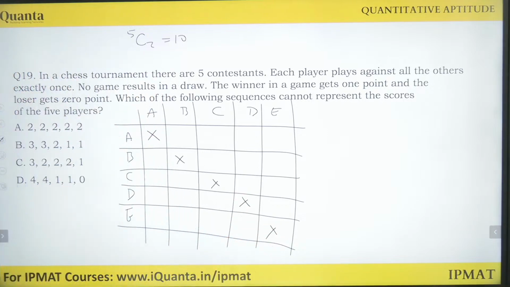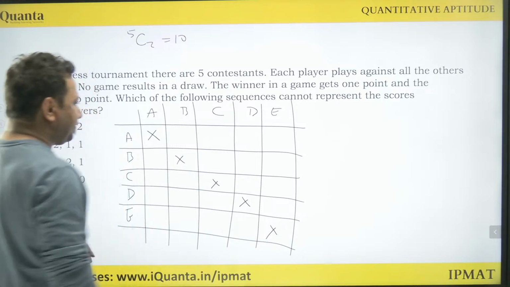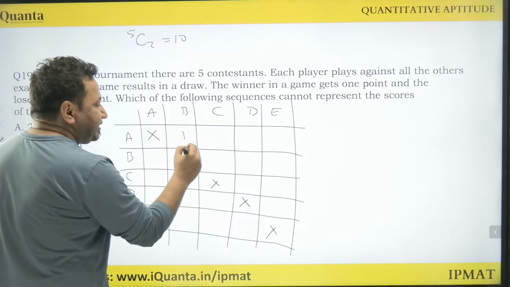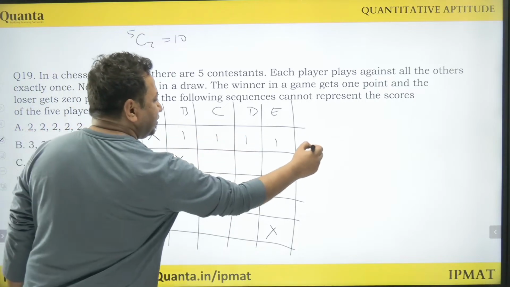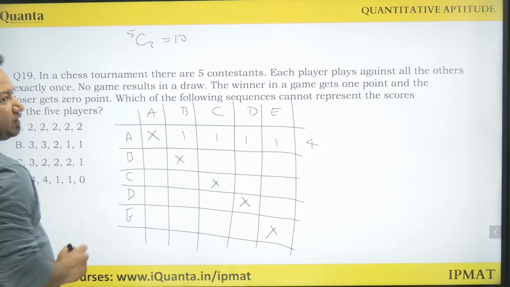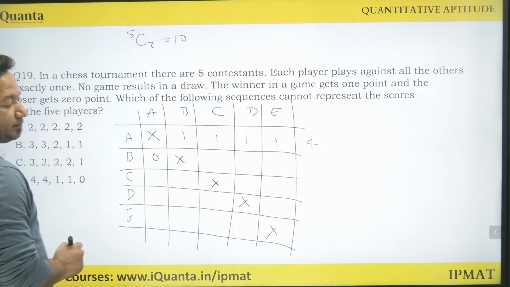Okay. So, checking for any option. If I assume that A has won all the games, what does it mean? A wins all the games against B, C, D, and E. So basically A got 4 points in total. If that happens, then B would have definitely lost against A. He would have got 0 here.